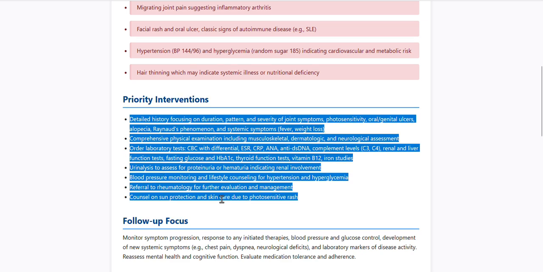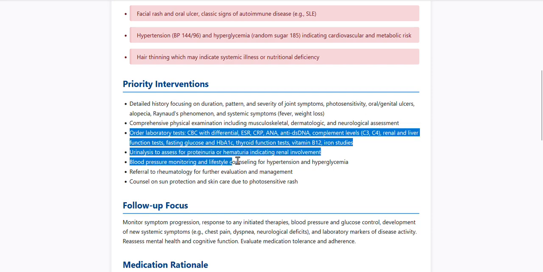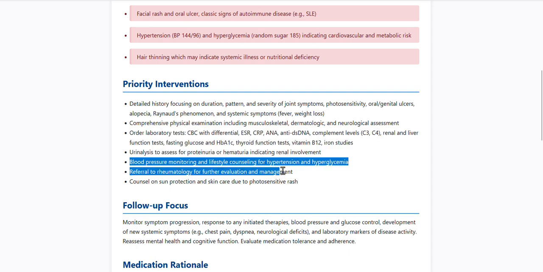Okay, let's go through some of these. Detailed history. So it's asking you to take a detailed history on pattern, severity of joint pains, photosensitivity, genital ulcers, alopecia, Raynaud's phenomenon, weight loss, right? Examination, you have to check for musculoskeletal, dermatological, anywhere else you see any ulcers, anything else, any neurological issues, because this is an autoimmune condition, right? Or you're already ordering the tests, you asked her to monitor her blood pressure, and you have counseled her.